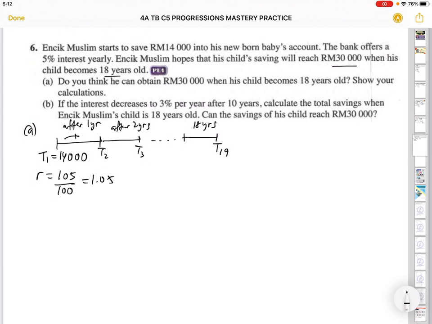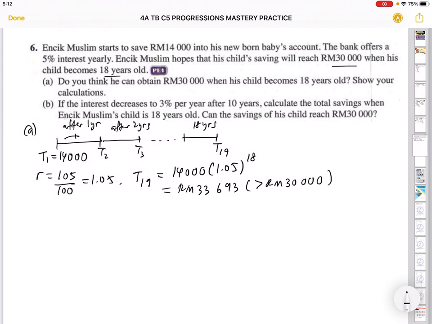So we want to find D19. How much money will he have after 18 years? After 18 years is D19, so we use 14,000, 1.05 power 18, right? And if you use a calculator, you get 33,693. Now this is more than 30,000, right? So do you think he can obtain 30,000? Yes, at least 30,000. Answer is yes, right? It's more than 30,000.